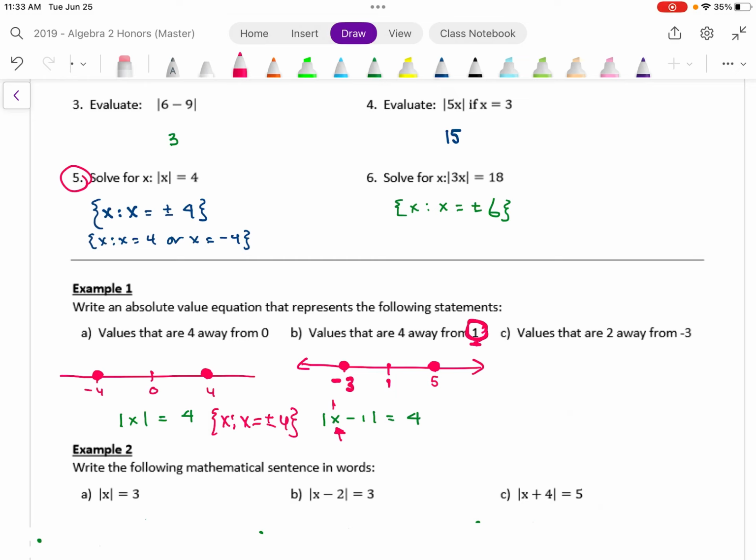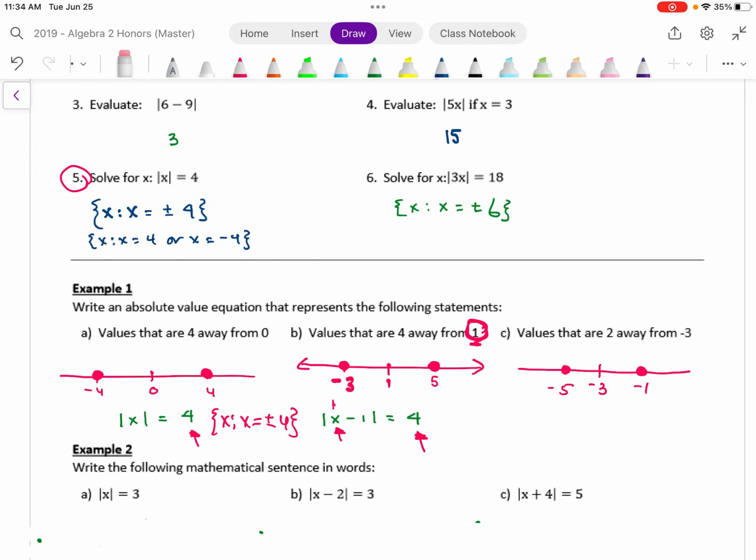So therefore, for the next one, it says the values that are 2 away from negative 3. That means I'm centered at negative 3. I need to go 2 away in either direction. So the distance, which is this guy here on the end, outside the absolute value, is going to be 2. That's, by the way, negative 5 and negative 1. So I know it's going to be equal to 2. The problem is what goes inside the absolute value. Well, I need to make it so that I would get a 0 in there. So the way that I would find that is to take x plus 3, because if I substituted in a negative 3 in x plus 3, I would get a 0.